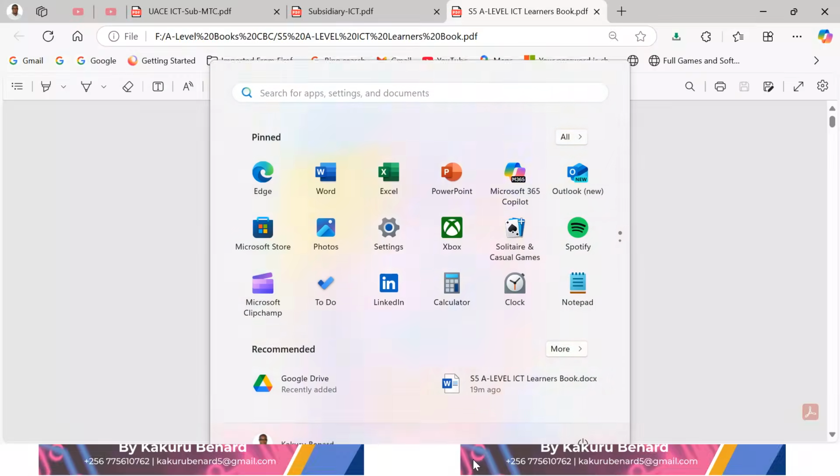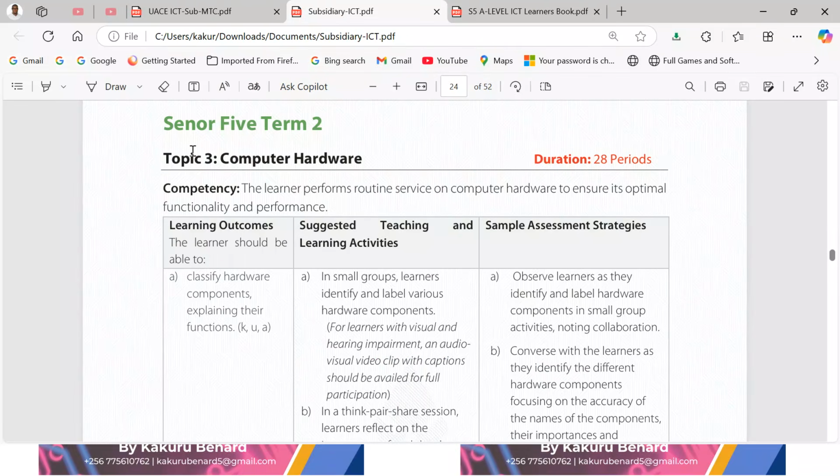When you look at the syllabus, for example, we are looking at topic 3, computer hardware. This comes with the competence: the learner performs routine services on computer hardware to ensure its optimal functionality and performance. So you will realize that the aligned A-Level curriculum is competence-based, and here we are saying the learner performs routine service on computer hardware to ensure its optimal functionality and performance.